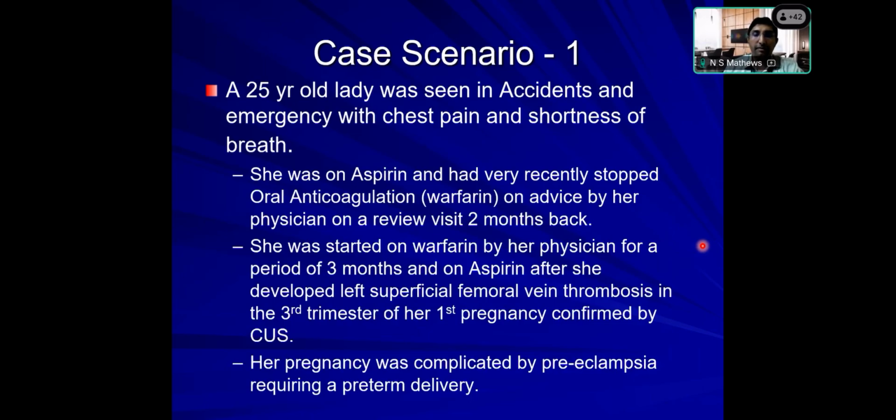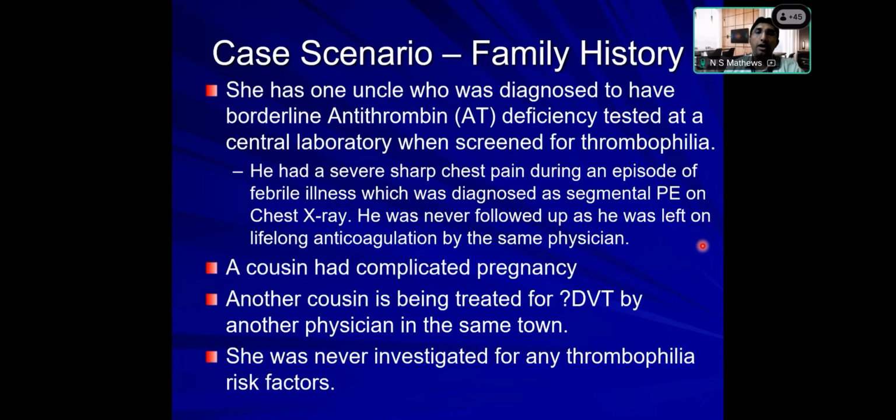after she developed left superficial femoral vein thrombosis in the third trimester of her first pregnancy. This thrombosis event was confirmed by compression ultrasound. Her pregnancy was complicated by preeclampsia requiring a preterm delivery. This lady's family history: she has one uncle who was diagnosed to have borderline antithrombin deficiency at a central laboratory when screened for thrombophilia.